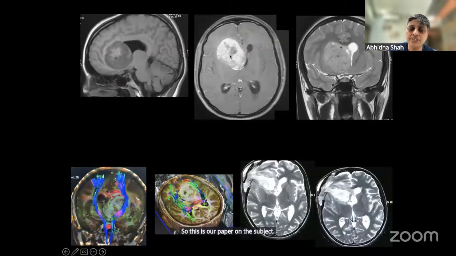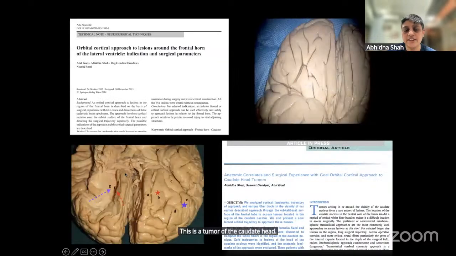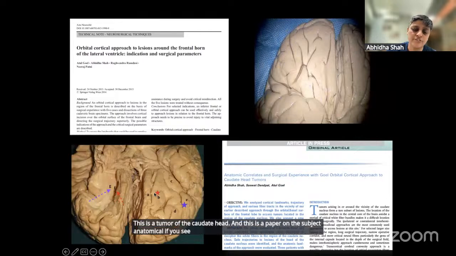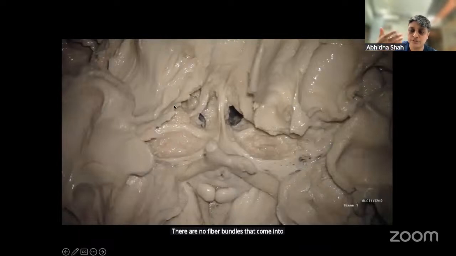Coming to some deep-seated gliomas, we've defined an approach for tumors in the base of the frontal brain, in the region of the frontal horn. This is a tumor of the caudate head, and this is a paper on the subject. Anatomically, you can approach it either from the medial orbital gyrus or the lateral orbital gyrus. There are no fiber bundles that come into play when you are coming from the subfrontal region.